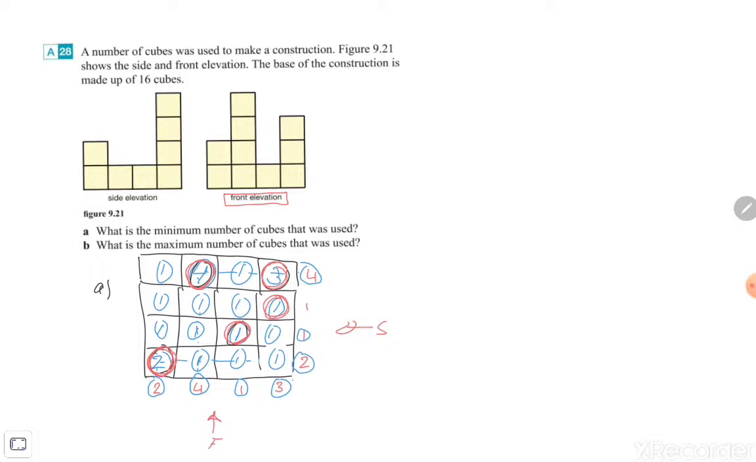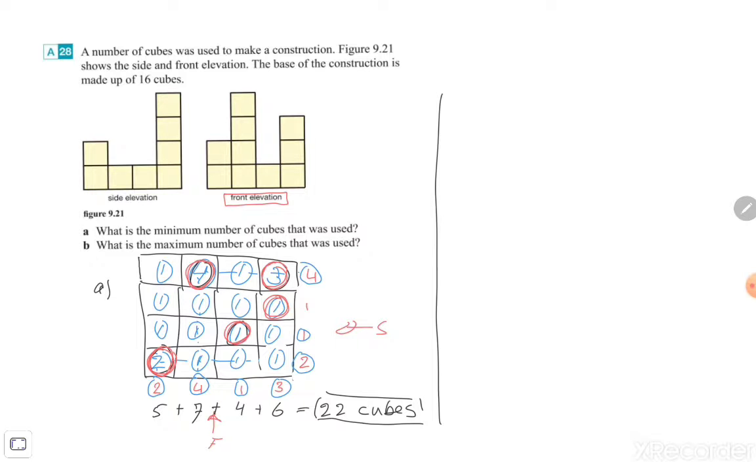So here I find 1, 2, 3, 4, 5 cubes. Then 4 plus, that's 5, 6, 7, plus 3, 4, and plus 4, 5, 6. So the number is 22 cubes. So question A, what is the minimum number of cubes that was used? That's 22 cubes.